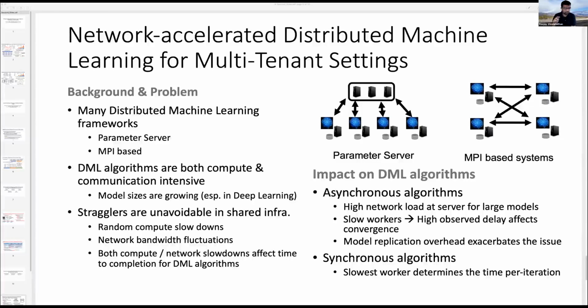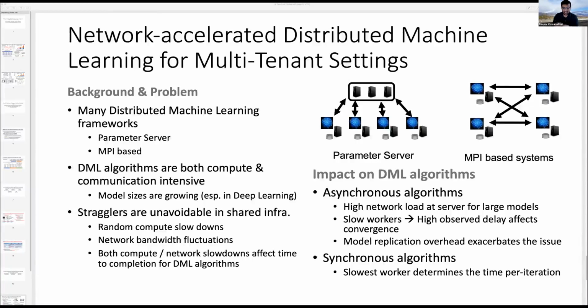Irrespective of what the architecture is, the one thing that we want to note is DML algorithms are both compute and communication intensive. The reason is that the model sizes are growing. In deep learning, people are training models with billions of parameters. And typically even computing the updates using a few batches takes a few hundred milliseconds.